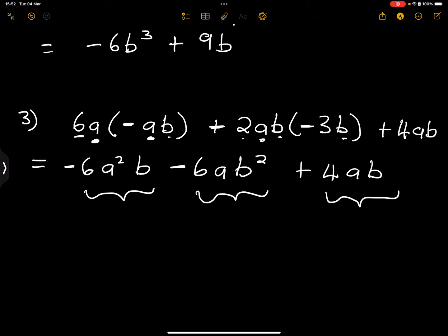They almost look similar, but please be careful, they are not all the same. If I look at them, we've got a squared b, we've got ab squared, and we've got ab. They almost look similar, but they are not the same. So this is the simplest form that we can leave this answer.